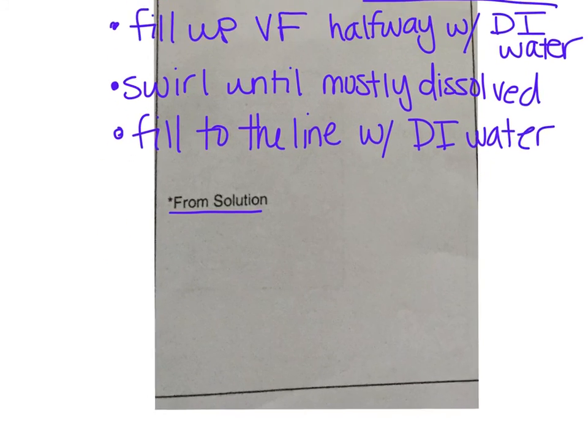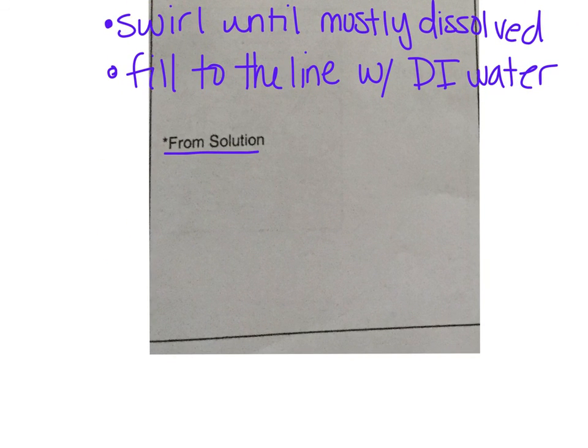No, let's just do it. Let's just write it out. It's 3 steps. It'll be quick. All right, so remember from solution, this means that you're doing a dilution, okay? So this is that M1, V1 equals M2, V2. Okay? All right, so you're going to measure out the appropriate milliliters of stock solution. I guess I should say volume.